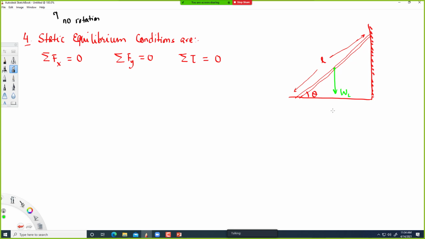Oh, there is a person. So there is also a person standing at 2/3 of the way up the ladder. This is halfway, so 2/3 is somewhere here. There is a person standing here at 2/3 L. So that means there is weight of this person also pointing down. So that's WP.